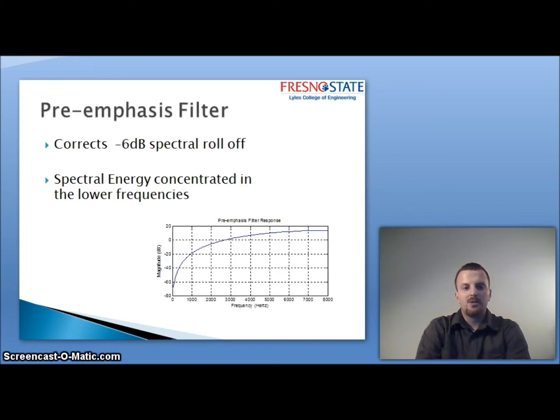In order to counteract the effects of the mouth, there's usually a negative 6 dB spectral roll-off with speech, just due to the mouth acting as a low-pass filter. To counteract that, we implemented a pre-emphasis filter, and it helps to attenuate some of the lower frequencies and amplify some of the higher frequencies, since in speech usually the spectral energy is concentrated in the lower frequencies.